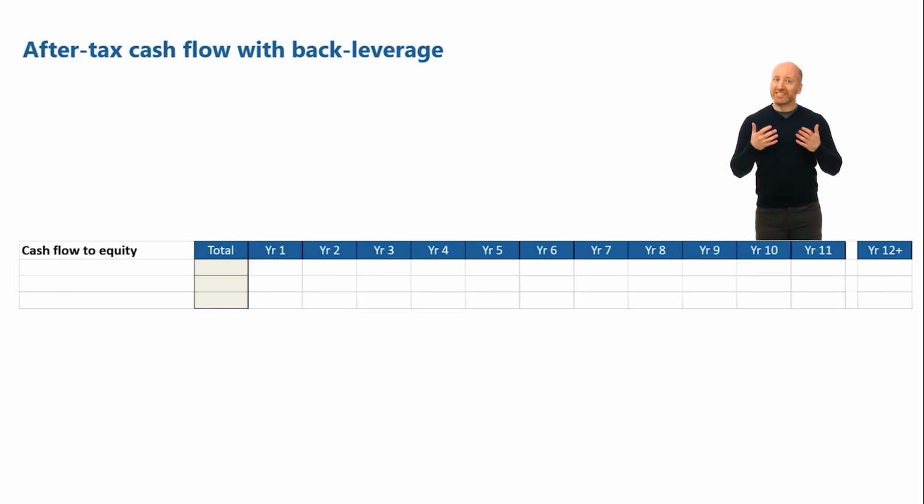Given that there's no debt service for our project, the partnership cash flow from the project is simply its EBITDA, given that we're assuming that EBITDA equals the cash flow that's available for distribution to equity.